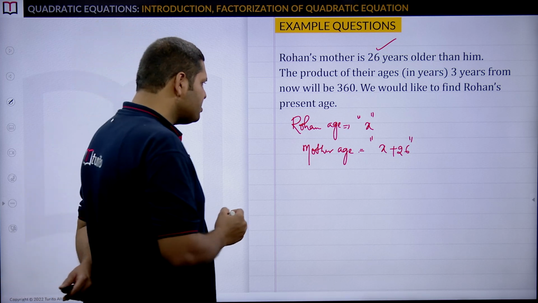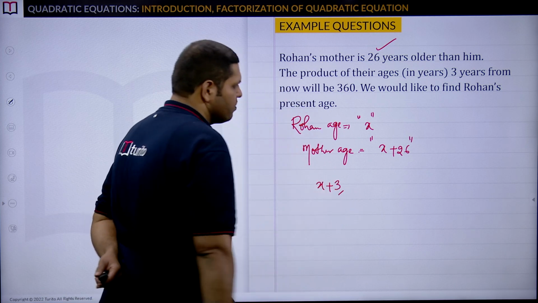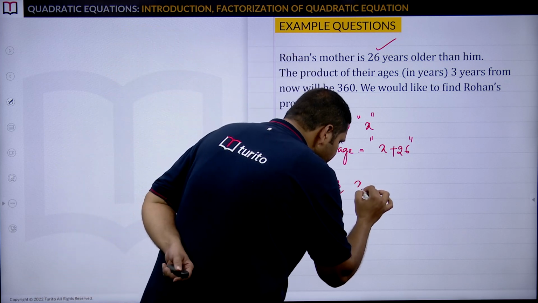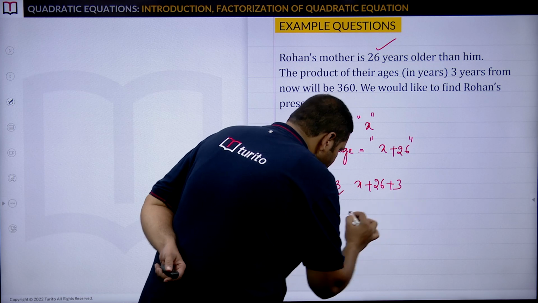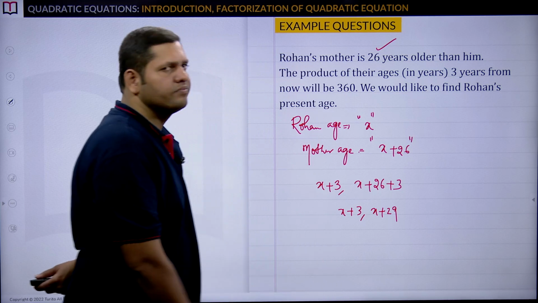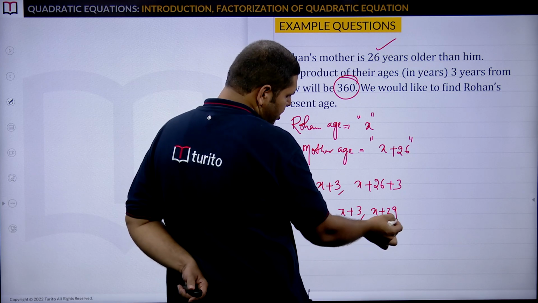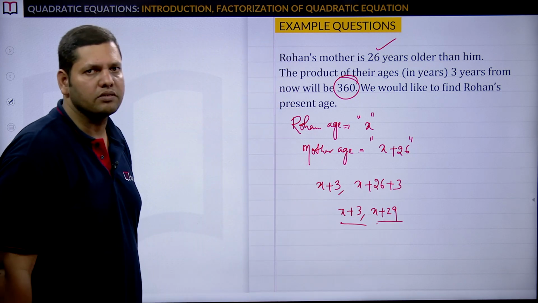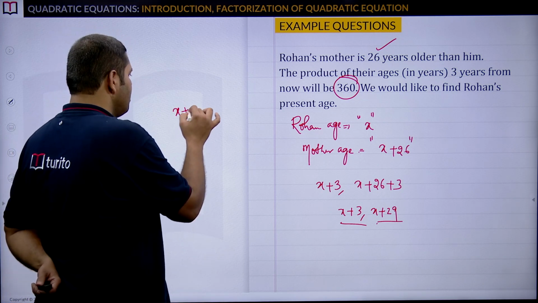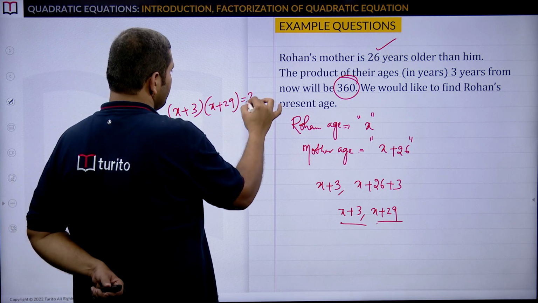3 years from now, what is the age, children? 3 years from now, the age of Rohan will be x plus 3. And 3 years from now, his mother's age will be x plus 26 plus 3. So this is x plus 3, and this is x plus 29. And the product is equal to how much, children? 360. So the product of this value and this value is equal to 360. So what I am writing: x plus 3 into x plus 29 is equal to 360.